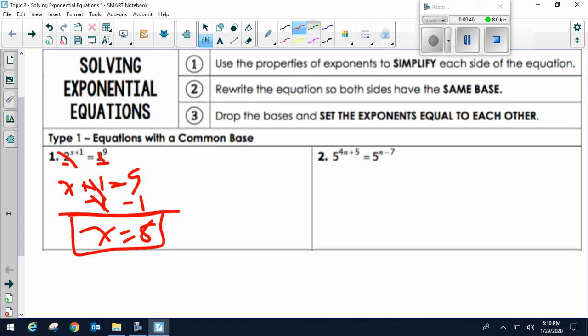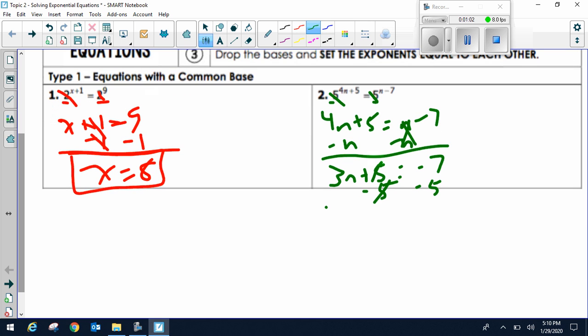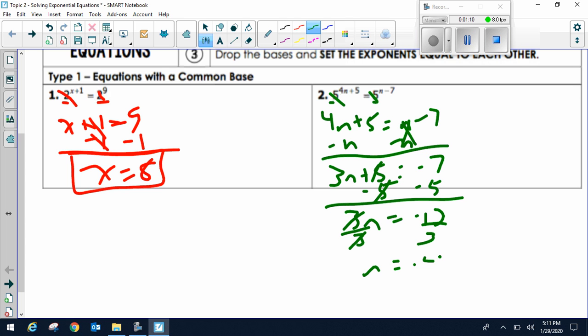Same thing for the second one, right? They have a common base of 5, so those bases will drop. So you get 4n plus 5 equals n minus 7. And so we'll subtract the n on both sides. So we get 3n plus 5 equals negative 7. Subtract the 5 on both sides. So you get 3n equals negative 12. Divided by 3. So n equals negative 4.